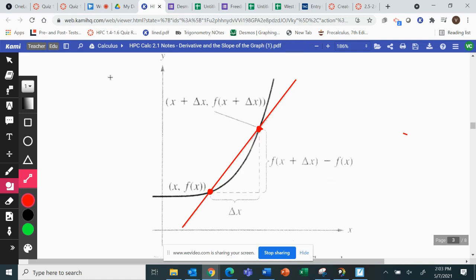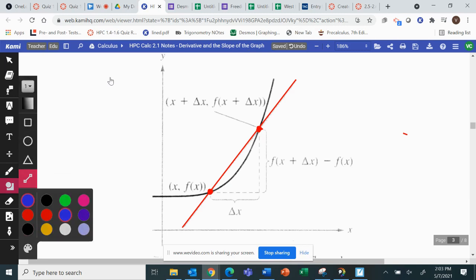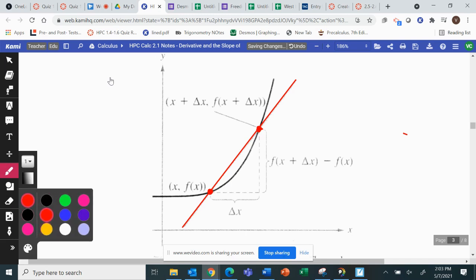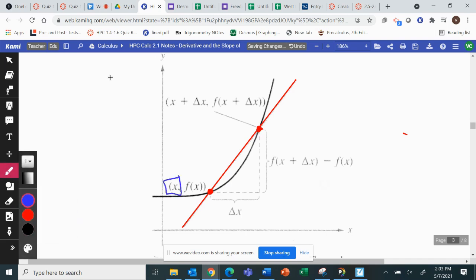Now, looking here, we've got a point that we're labeling as x comma f of x. This other point is going to start with this x, but add on some change. So right here, the x is now x plus something, x plus delta x. And the delta x measurement is from here to here, whatever I added on to get a new x value.